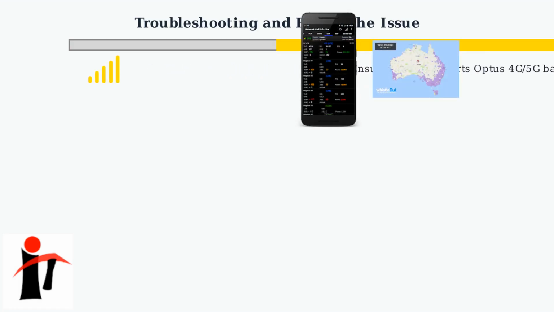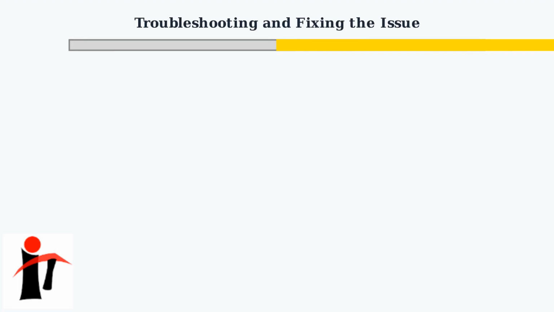Finally, ensure your phone supports Optus's 4G and 5G bands. Use apps like Network Cell Info or consult Optus's coverage maps. If you've tried all these steps and still face issues, contact Optus's 24/7 chat support or visit an Optus store for further assistance. Many issues can be resolved with firmware updates.